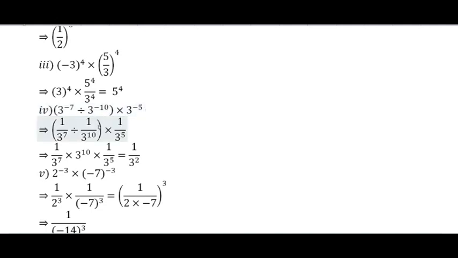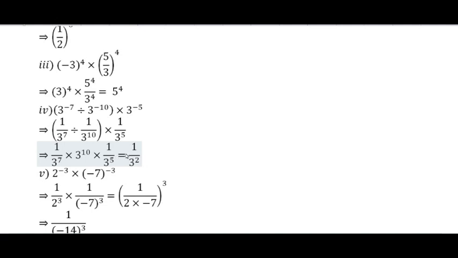In question number 4, 3 to the power 7 divided by 3 to the power minus 10, into 3 to the power minus 5. So we can make everything positive exponents. 1 by 3 to the power 7, divided by 1 by 3 to the power 10, into 1 by 3 to the power 5. The answer will be written like this: 1 by 3 to the power 7. When division changes into multiplication, this will change its place. So 3 to the power 10 by 1. So 1 by 3 to the power 5 is still remaining.